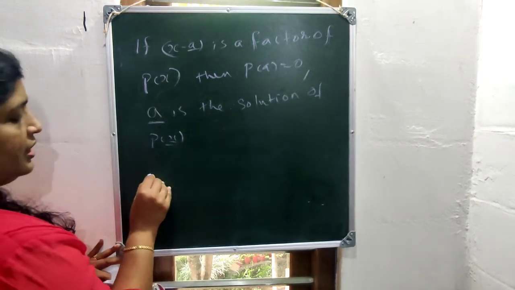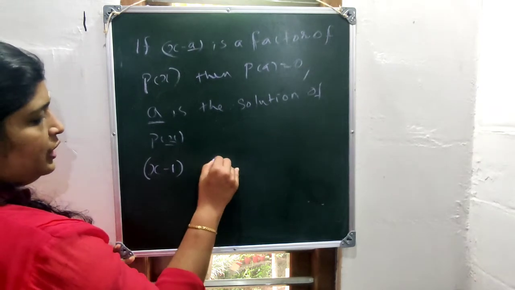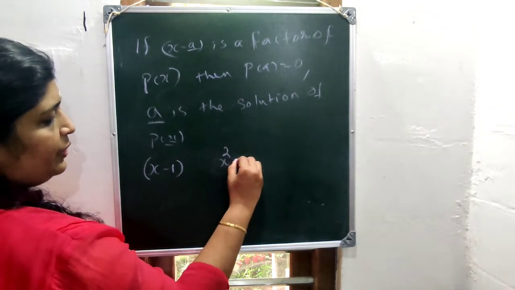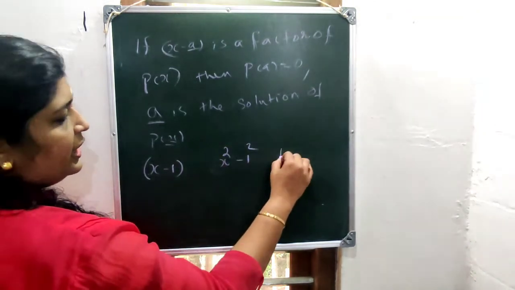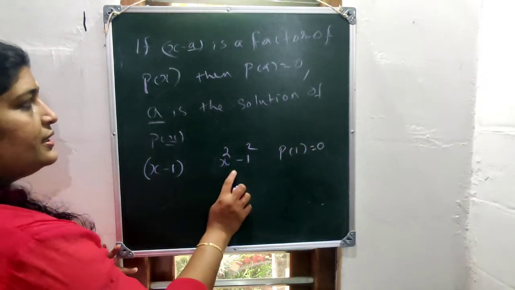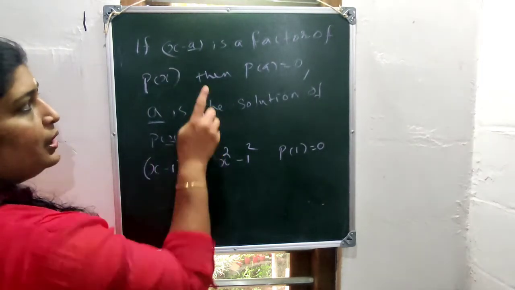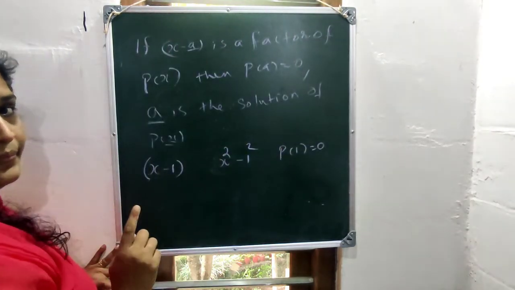See children, this is the explanation: if x minus 1 is a factor of the polynomial x square minus 1 square, then we have p of 1 is equal to 0. This is actually an example of this statement.